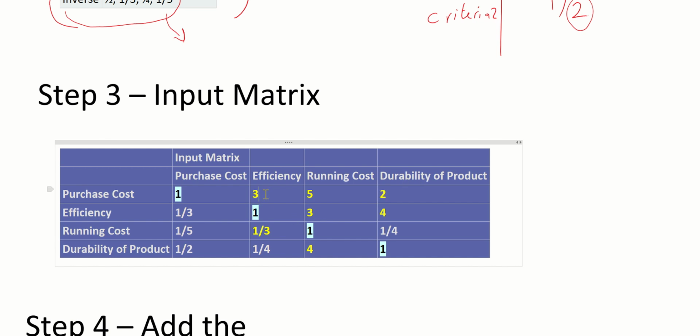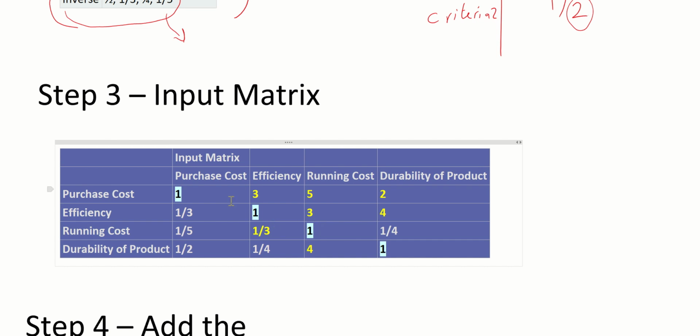So the first step in filling out this matrix is you have to fill the diagonal, and the diagonal is always going to be 1. So when you're looking at purchase cost, that's the diagonal. You have a number 1. Again, efficiency versus efficiency, number 1. Running cost versus running cost, always 1. Durability, always 1. So start off by filling the diagonal first, and it's always a number 1.